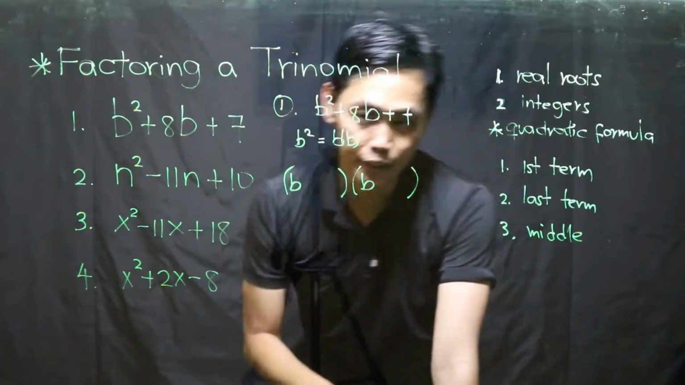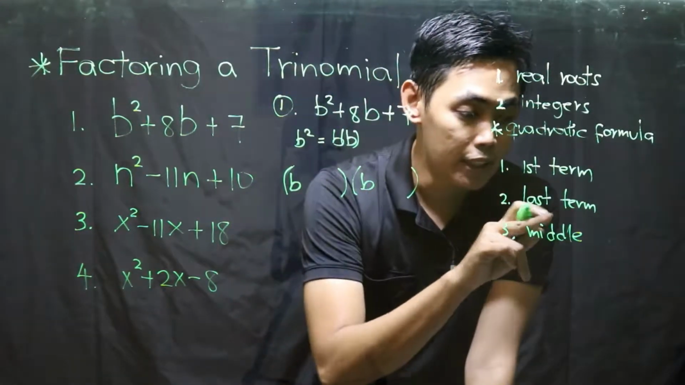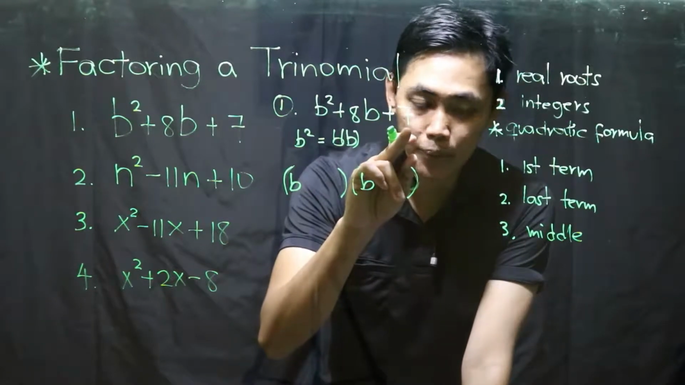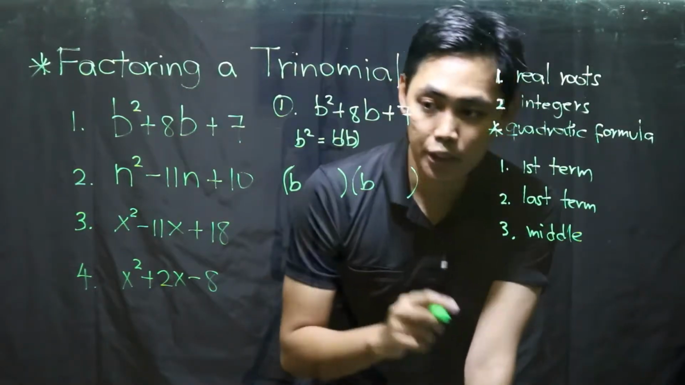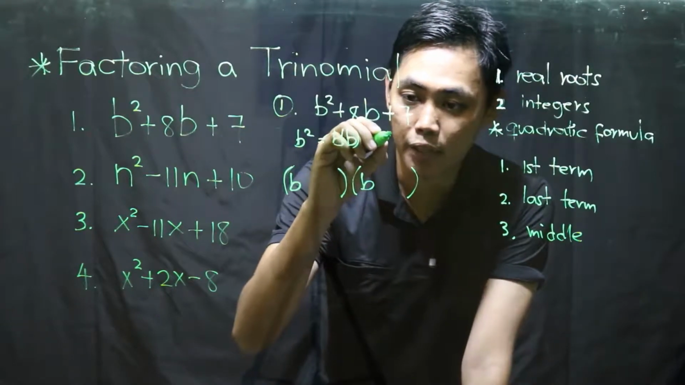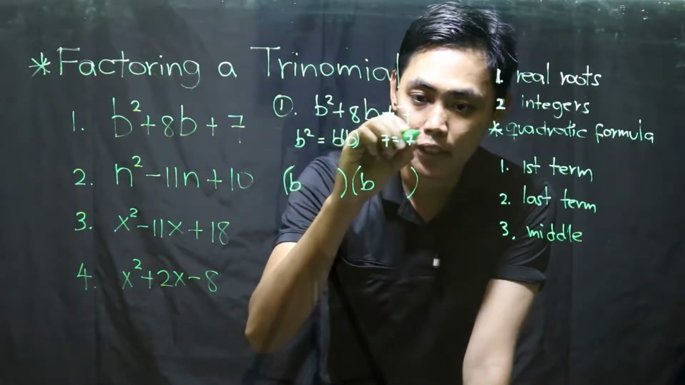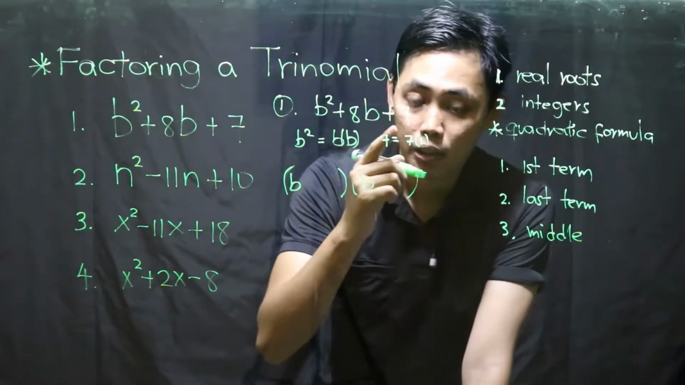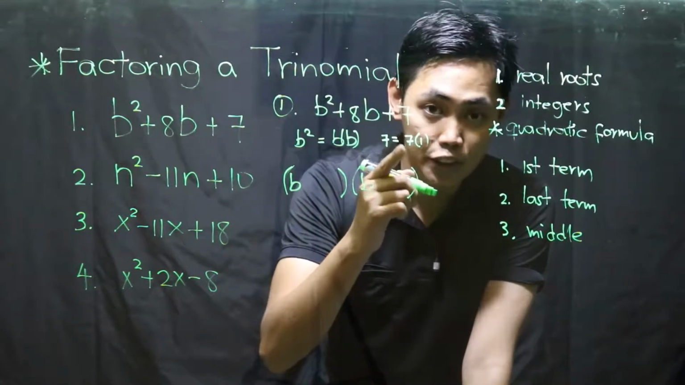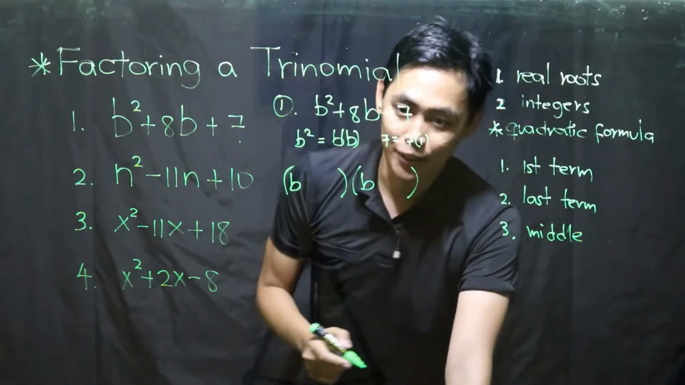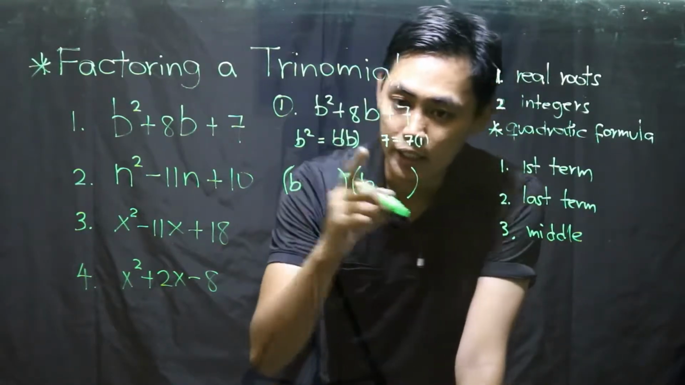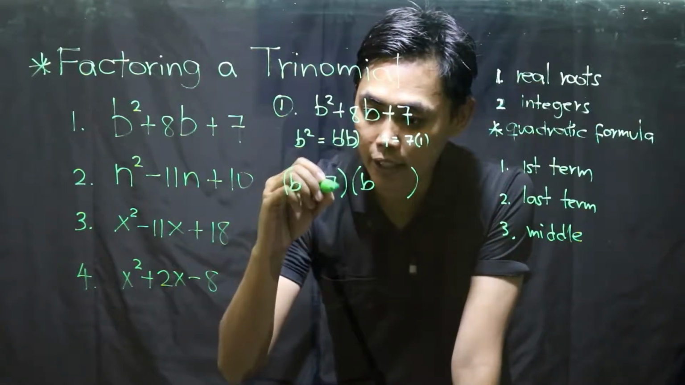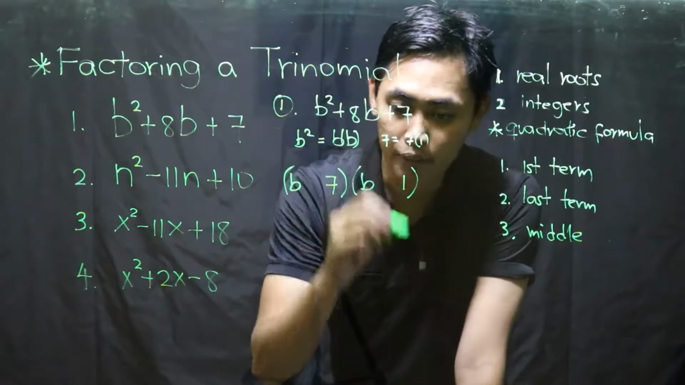Next, you will look at the last term. The last term is 7, and you will need to find its factors. So 7 is equal to 7 times 1. There's no other factor because this is a prime number. Next, you can write down the factors of 7 here, 7 and 1.